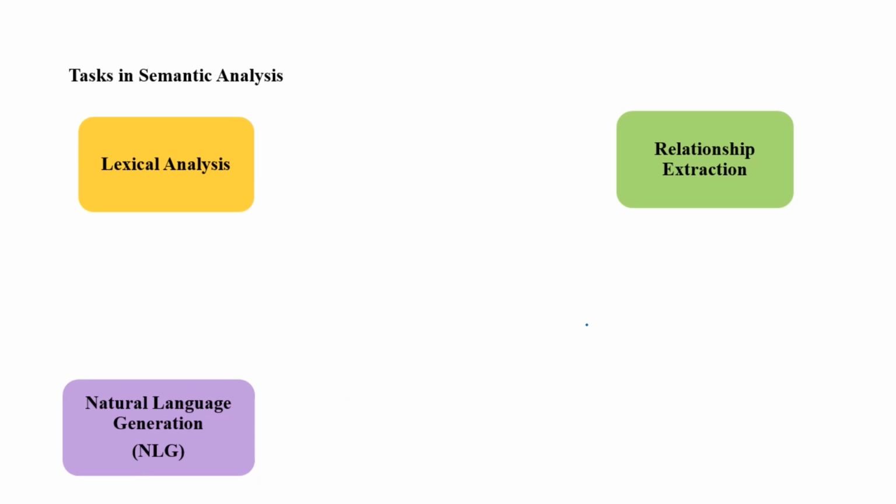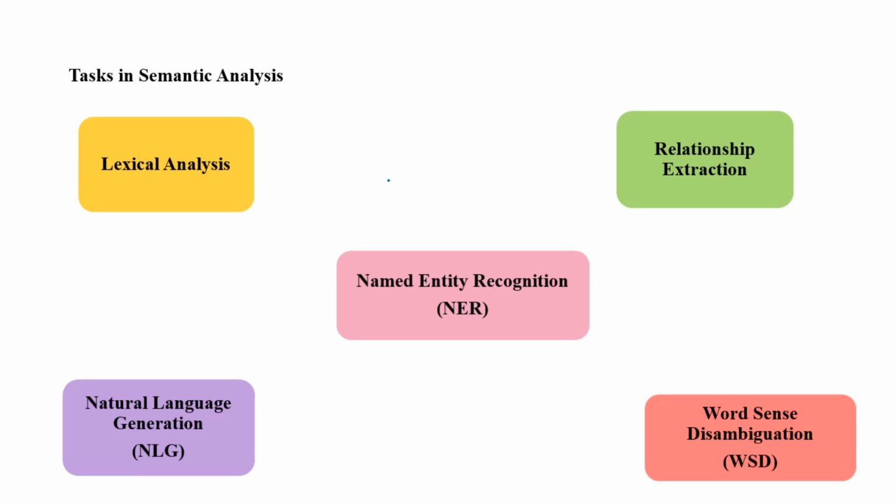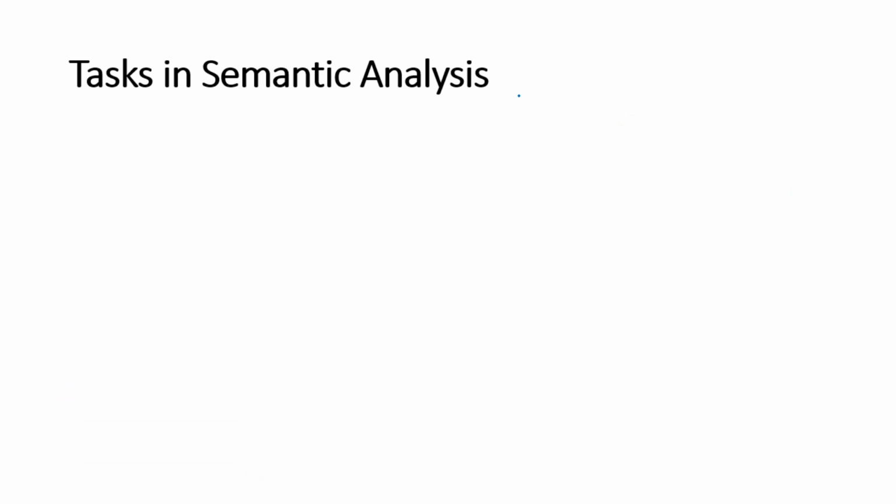The tasks we perform in semantic analysis are lexical analysis, which we'll explore in more detail, relationship extraction, natural language generation, word sense disambiguation, and named entity recognition. So these are the tasks that are performed as part of semantic analysis in order to understand the sentence meaning. So let's see what lexical analysis is.